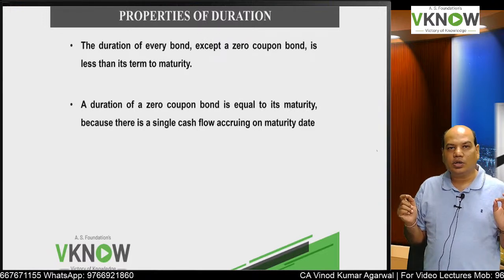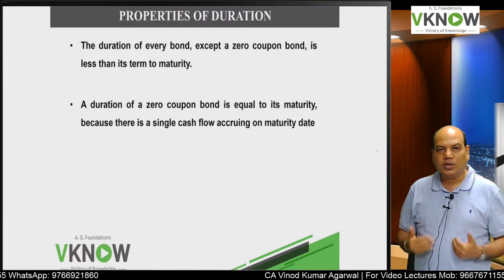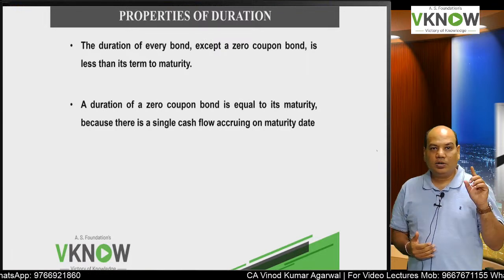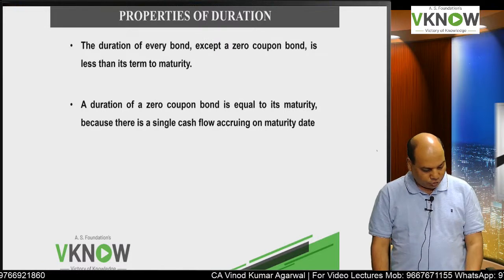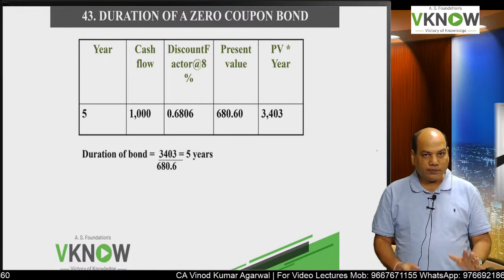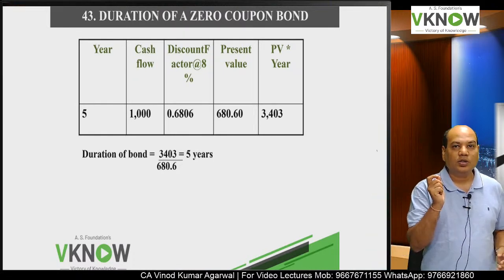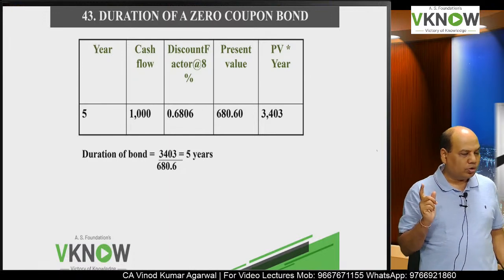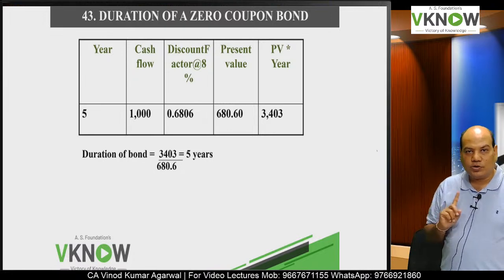In all other coupon paying bonds, all other bonds which pay coupon or some portion of principal, their duration will be less than its term to maturity. So come to question number 43. For the first and the last time, we are going to calculate duration of a zero coupon bond, just to show you. After that, don't calculate duration of a zero coupon bond.